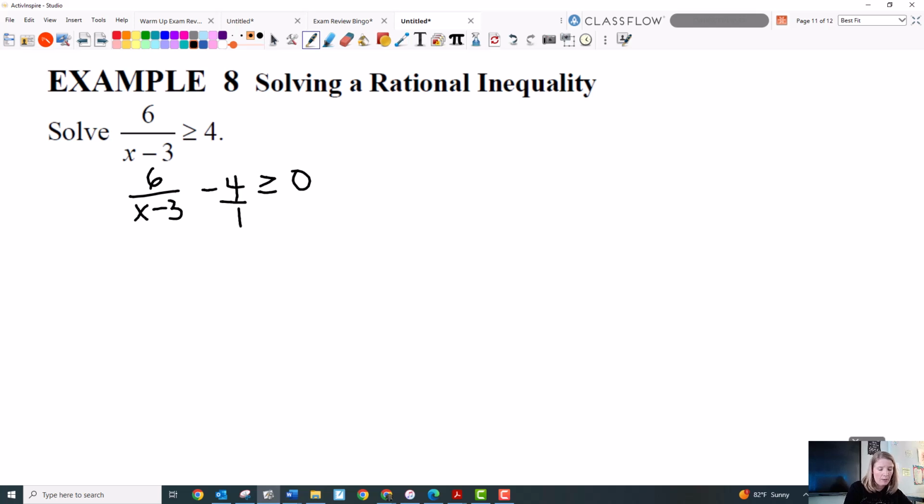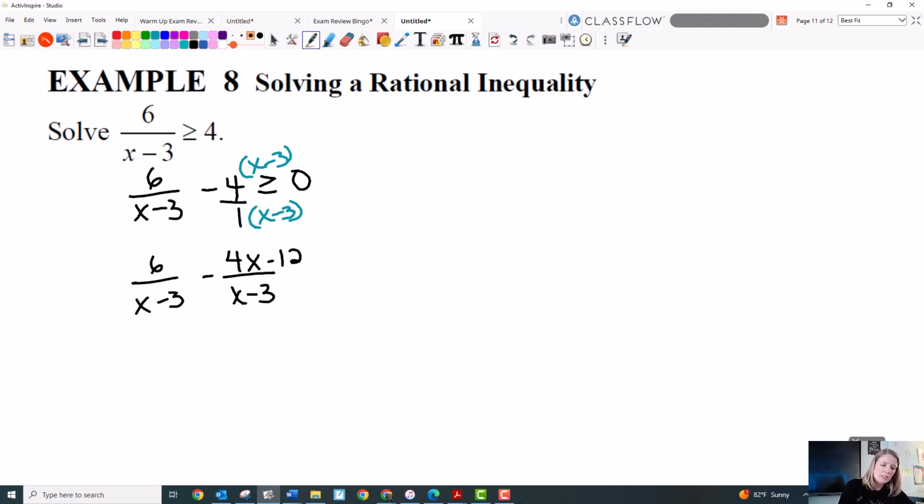And I'm going to get a common denominator. So my common denominator would be x minus 3. The first one does not change, that's a 6. The second one, I would need to multiply the bottom by x minus 3. The rule is if I do it to the bottom, I do it to the top. So that would be 4x minus 12.